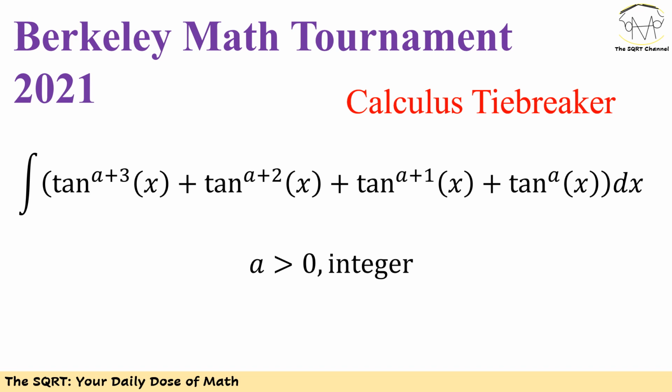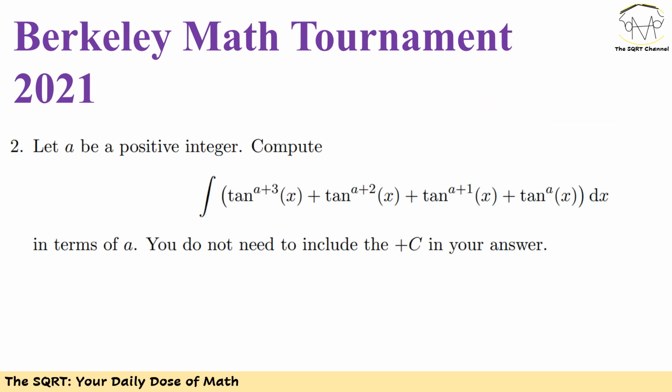But first, let's take a look at the original problem as described in the competition, and then we will dive into the solution. Here is the problem. We know that a is a positive integer. We're going to find the integral itself in terms of a, and we don't need to include plus c in the final answer. Now it's time to talk about the solution.